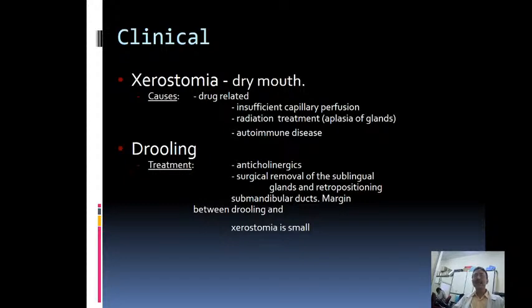The other is drooling. Drooling is nothing but salivation or saliva trickling from the mouth, or excessive formation of saliva because of excessive secretion of the salivary glands. This is because of certain overactive salivary secretions. The treatment for this would be giving anticholinergic drugs or surgical removal of the minor salivary glands, as a result of which the amount of saliva secretion can be reduced.